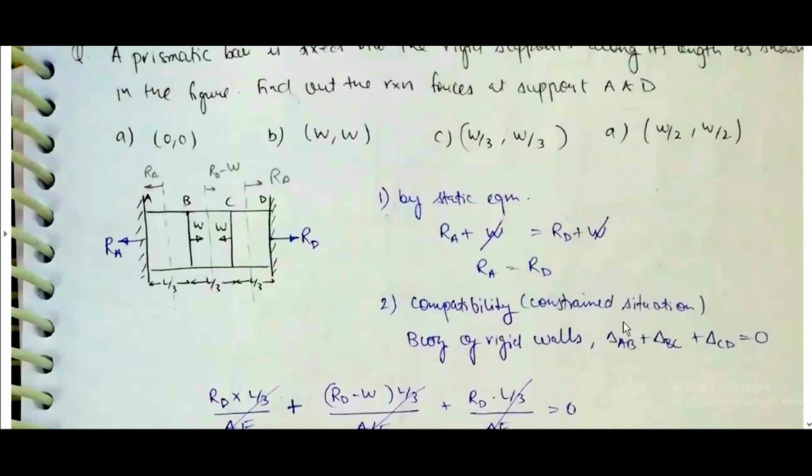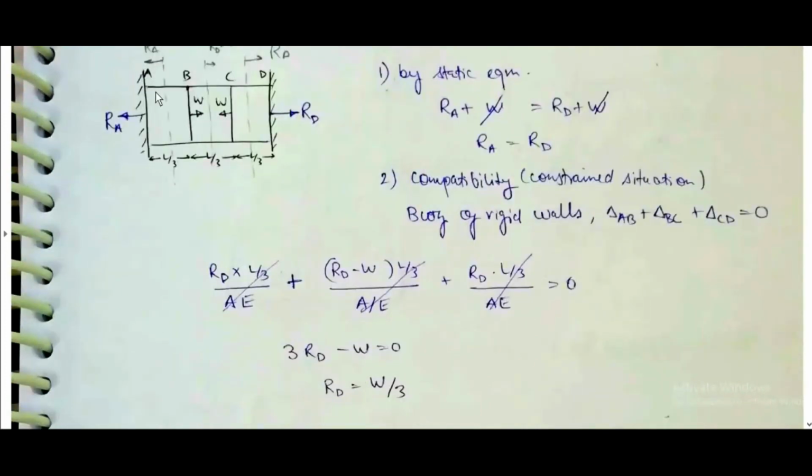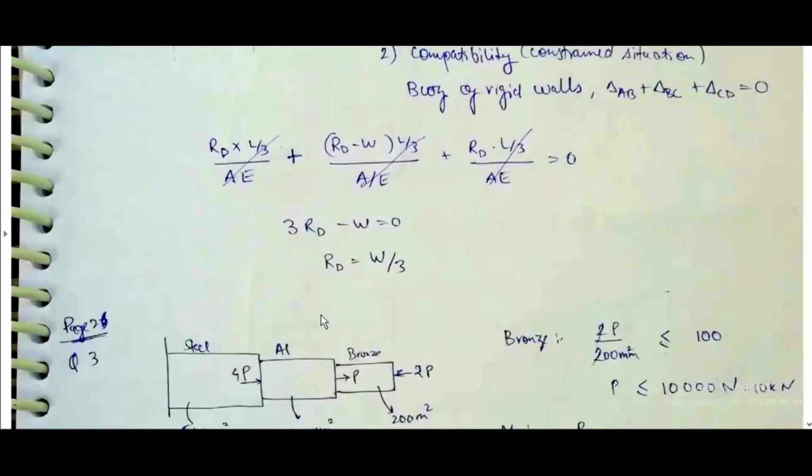Compatibility condition: because of rigid walls, delta AB plus delta BC plus delta CD is equal to 0. From this cross section we have to move in this direction. RD into L by 3 by AE plus RD minus W into L by 3 by AE plus RD into L by 3 by AE is equal to 0. From that, RD minus W is equal to 0. RD is equal to W by 3.